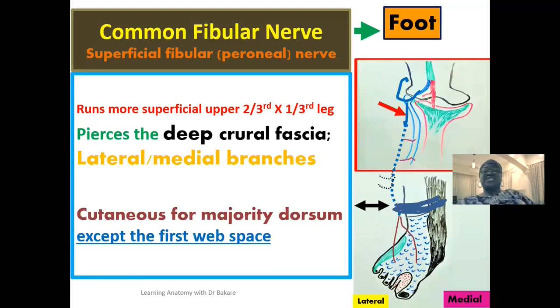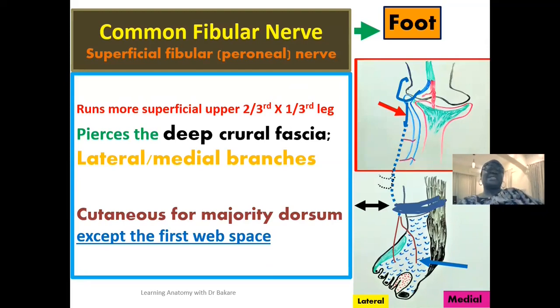These medial and lateral branches provide cutaneous innervation for the dorsum of the foot, with the exception of the first web space. So you see that all this region here that is highlighted or demarcated in blue is provided sensory innervation by the superficial fibular nerve, except this region that is highlighted here in red. But the bulk of the dorsum of the foot is provided sensory innervation by the superficial fibular nerve. And this is what is captured here in this image.